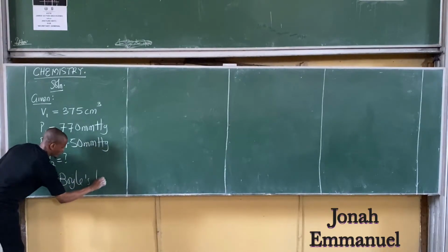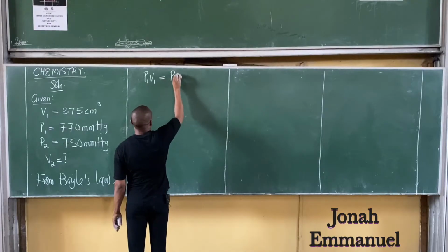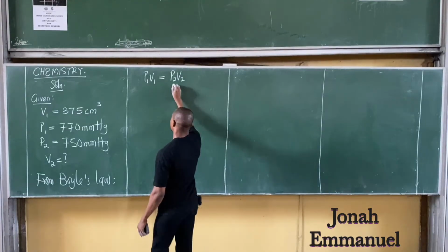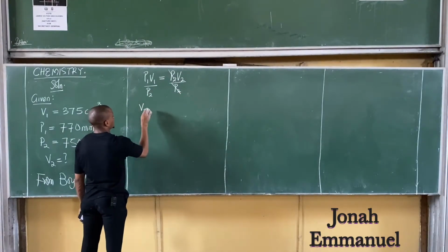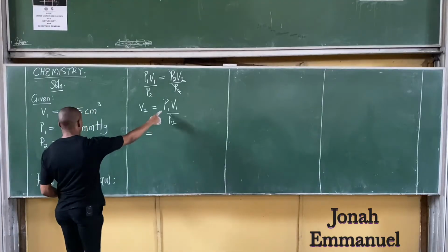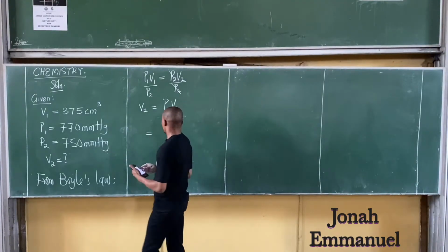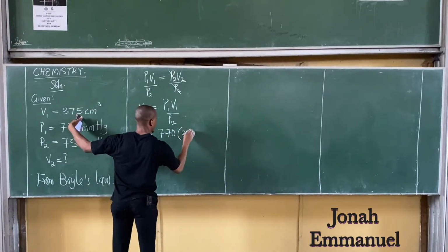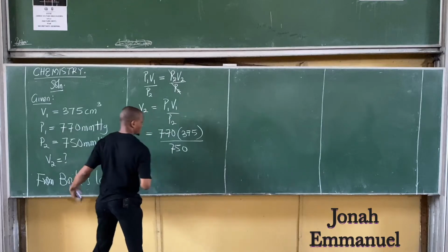From Boyle's law, what do we know? P1 V1 is equal to P2 V2. I'm about to find V2. To make V2 subject of the formula, divide both sides by P2. These cancel, so V2 is equal to P1 V1 over P2. Input values. In this case I'm not converting units. P1 is 770, V1 is 375, all over P2, which is 750.